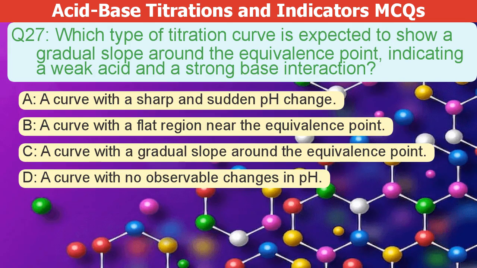Which type of titration curve is expected to show a gradual slope around the equivalence point, indicating a weak acid and a strong base interaction? A. A curve with a sharp and sudden pH change. B. A curve with a flat region near the equivalence point. C. A curve with a gradual slope around the equivalence point. D. A curve with no observable changes in pH.